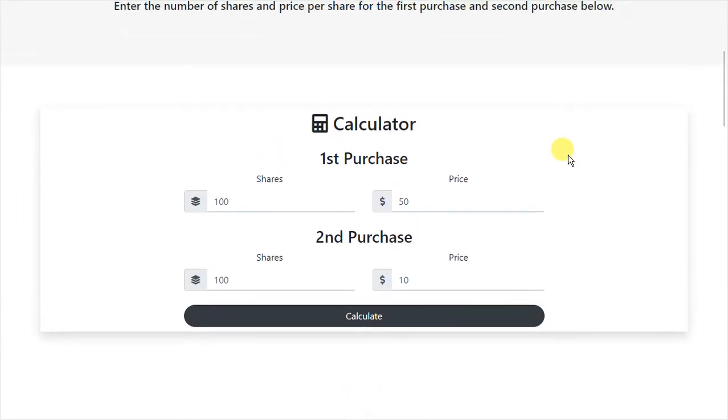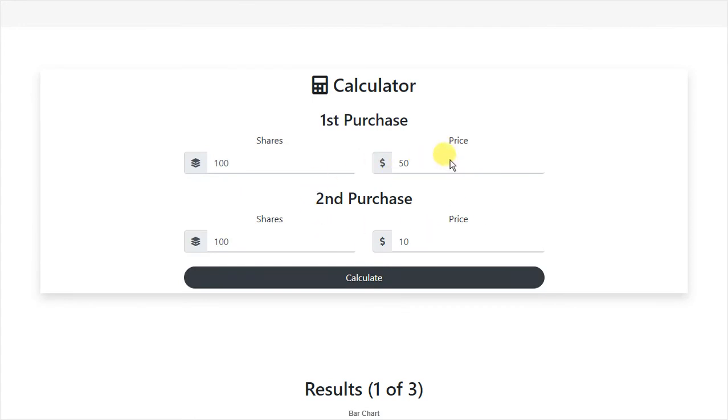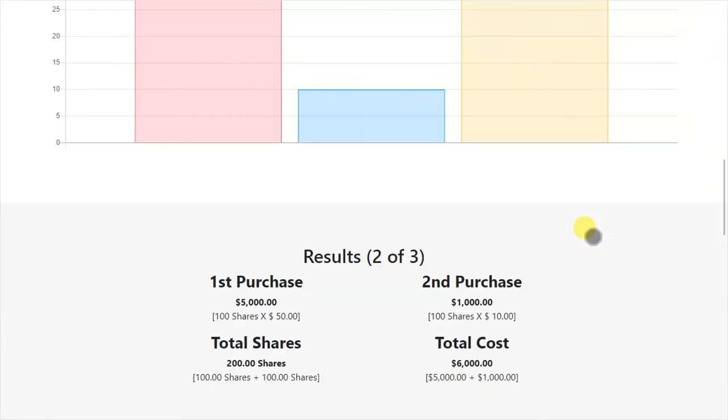Okay, so for the average down calculator, we're going to use the defaults for a moment just to get a preview of it. You put in the number of shares and the price, and the number of shares and the price. In this scenario, we did 100 shares at 50 and then 100 shares at 10. So this one got really clobbered. It went from 50 down to 10. This is a chart representation here: the first purchase at 50, the next purchase at 10, and then this shows the average, basically 200 shares at 30. We're going to get a little more details in here.